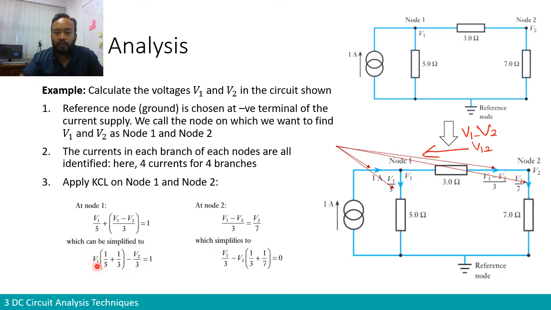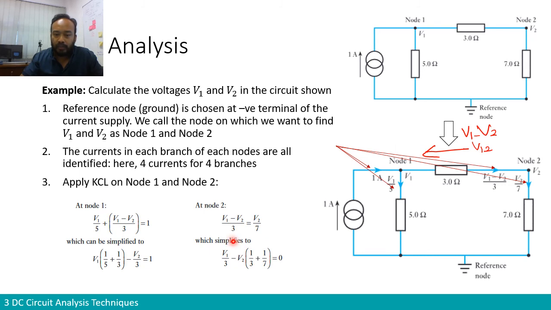Now you have V1 and V2 in this equation. Let's have a look at node 2. Hopefully we have V1 and V2 as well. In node 2, the entering current V1 minus V2 divided by 3 equals the leaving current V2 over 7. So V1 minus V2 over 3 equals V2 over 7. This is the KCL here, the relation between the entering current and the leaving current.